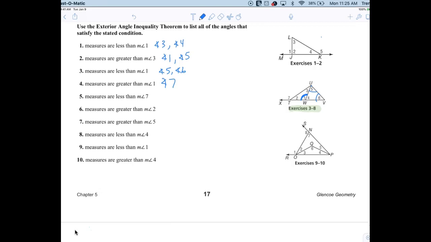Right. So now here we've got the measures that are less than angle 7. This is the one that's kind of tricky. Tell me, go. All right, so here's 7. So now angle 3 and angle 1, that would be the obvious. Is that it? Tell me what else. Come on, you got this, buddy.